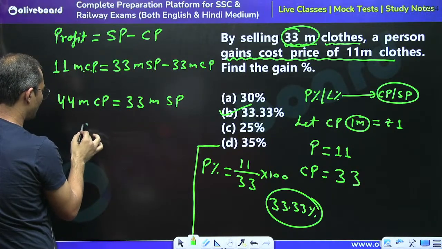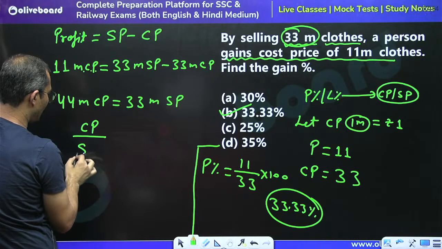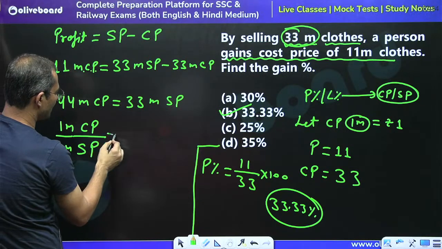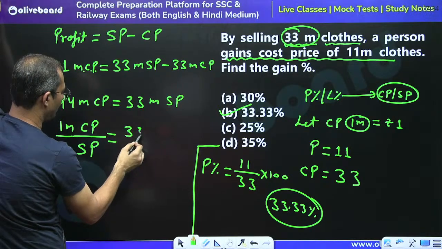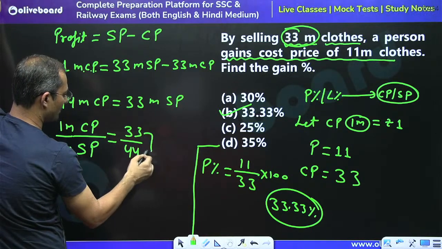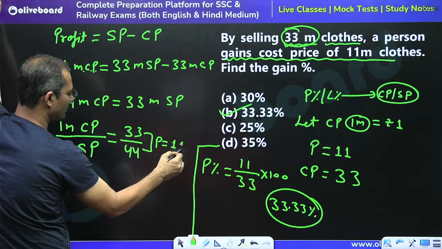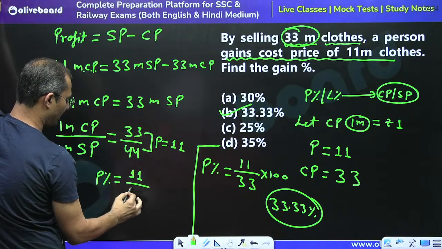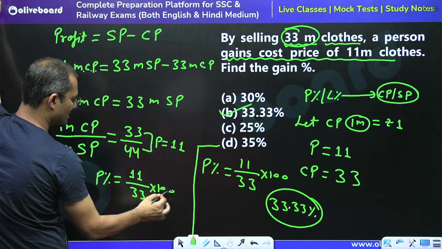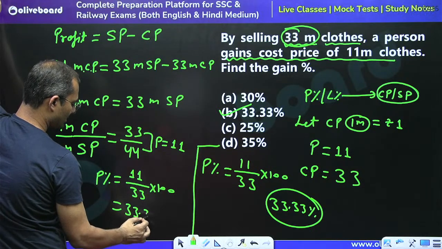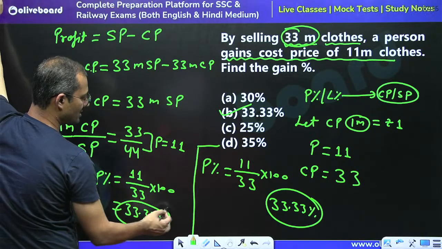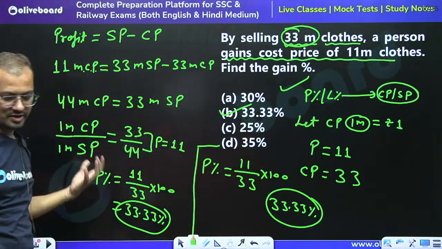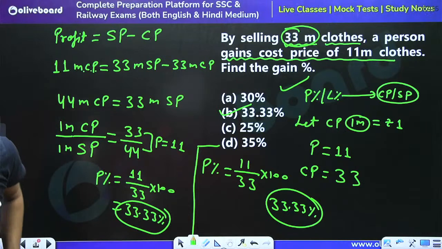So we can say that cost price upon selling price of 1 meter would be equal to 33 by 44, right? So what would be the profit? Profit would be equal to 11, right? So profit percent is equal to 11 divided by 33. So this is the basic concept, and this is the smart approach, right? So you can do this question by both ways.